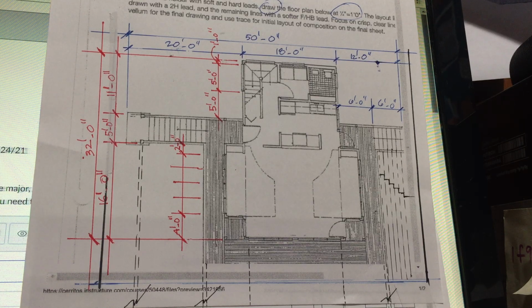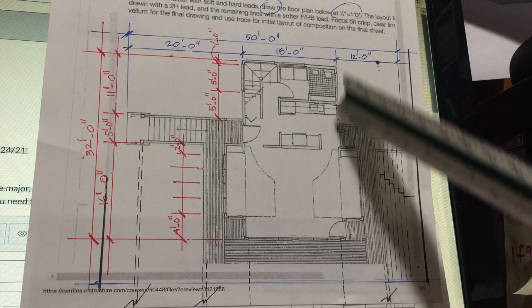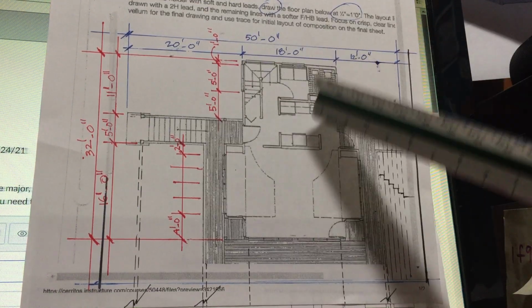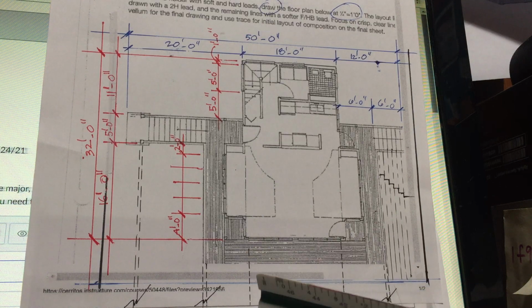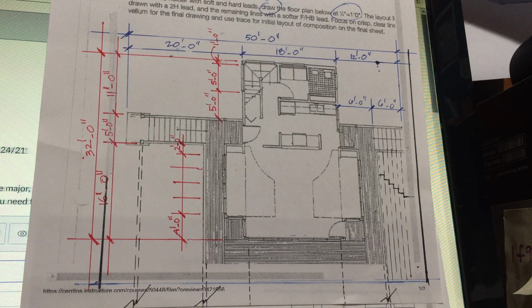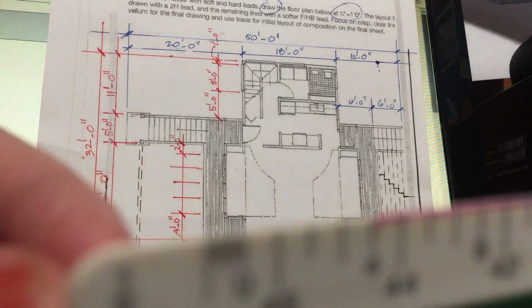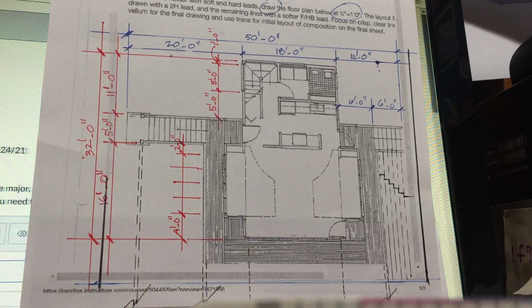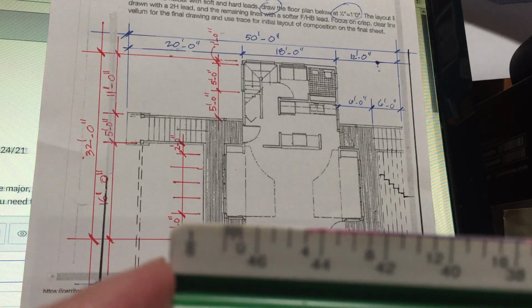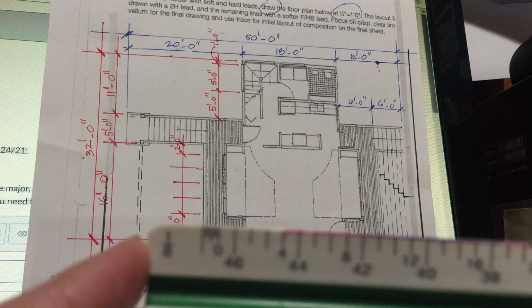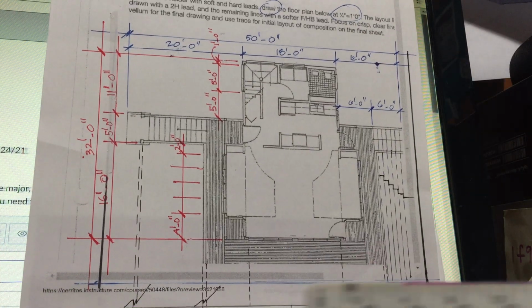First of all, you need to measure the floor plan you have. This is the floor plan. I need you to measure by scale 1/8. You turn to 1/8 and you measure with this one. Can you see that? This is 1/8. You look at the number. On here, you can see that's 1/8. I need you to measure the floor plan by scale 1/8.